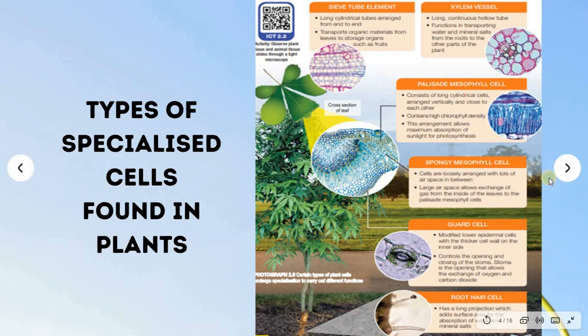So these are a few types of specialized cells found in the plant. You should remember the examples and a little bit of the function of these types of cells.